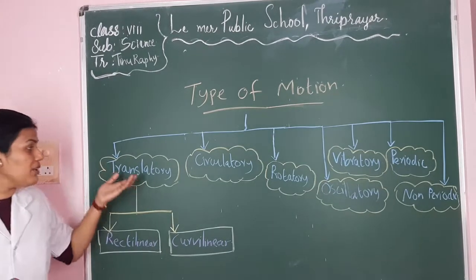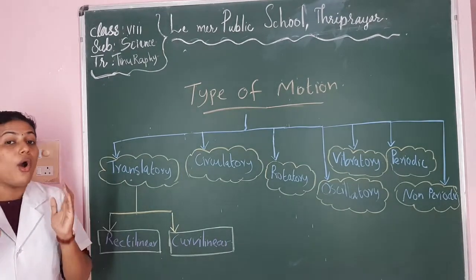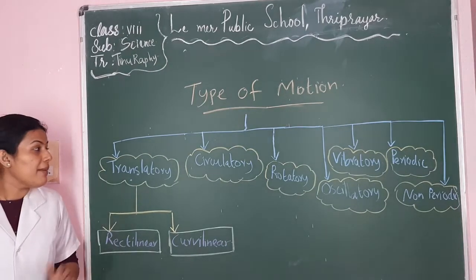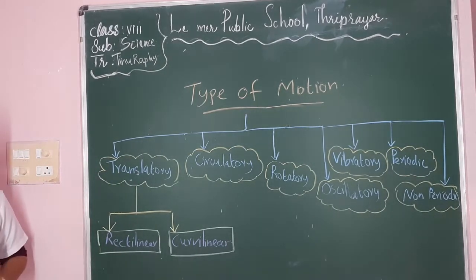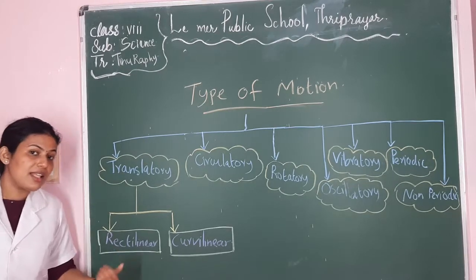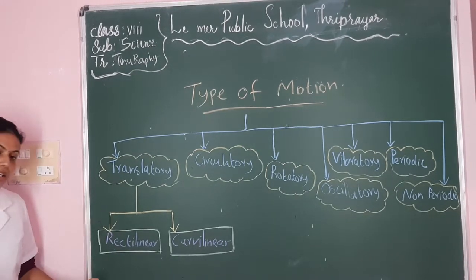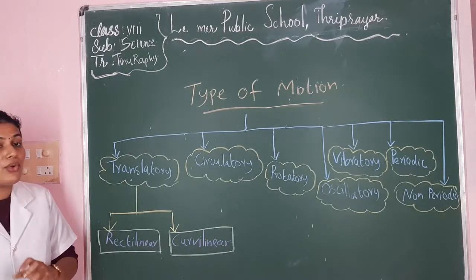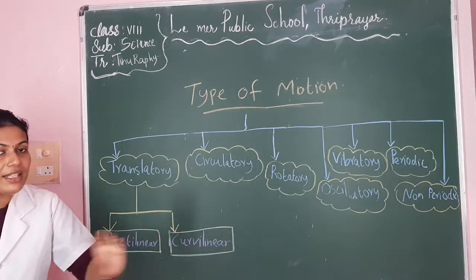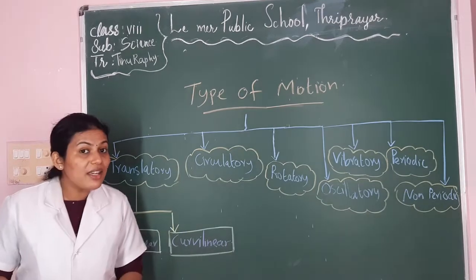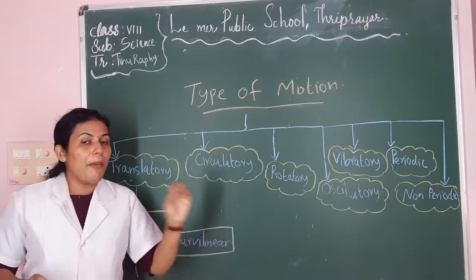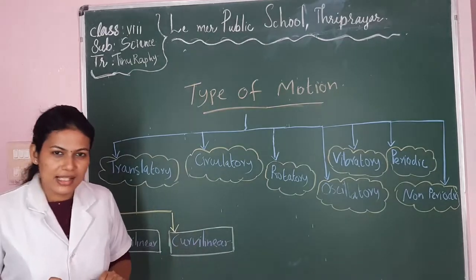So we learned about translatory motion. When an object moves the same distance in a given time, it is said to be in translatory motion, and there are two types of translatory motion. First one is rectilinear, where the object follows a straight line, and the second type is curvilinear, where the object follows a curved path. And also we have seen the examples.